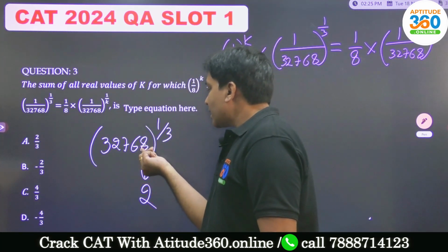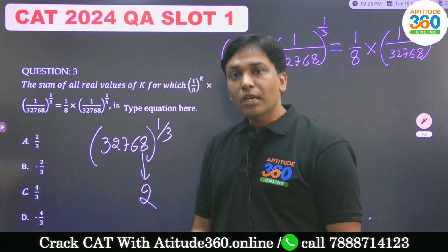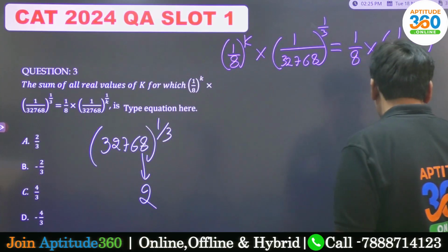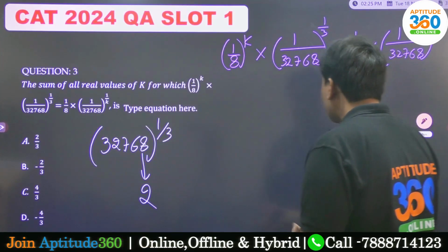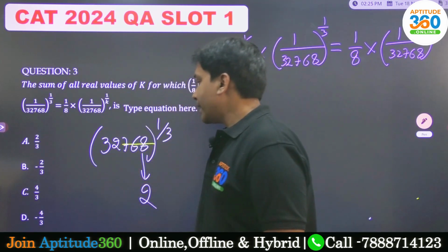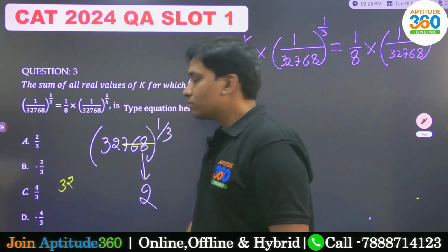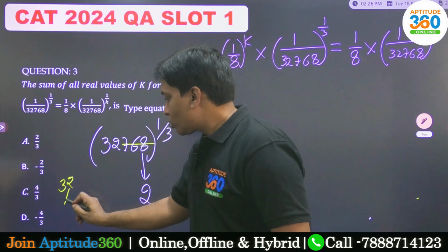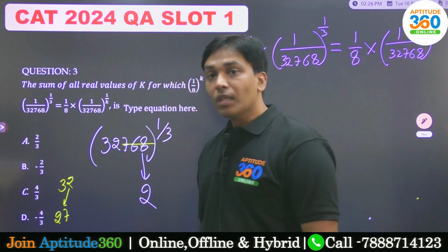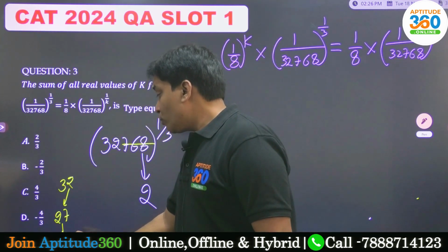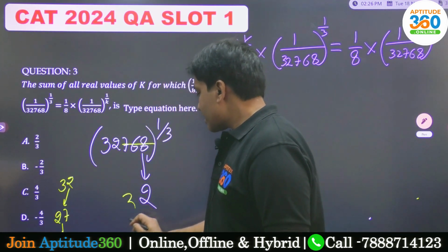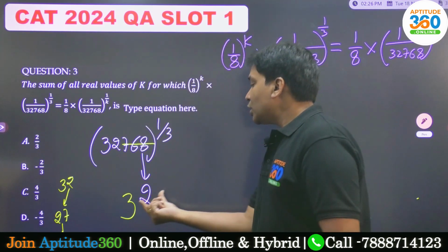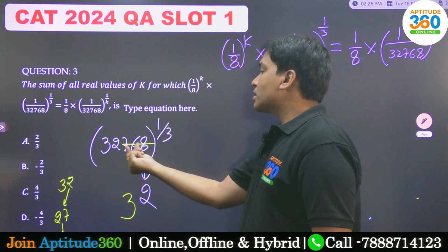What is the last digit of this number? 8. What is the cube root of 8? It is 2, right? After that, I will cancel the last 3 digits, and I'm left with 32. What is the perfect cube number which is just less than 32? It is 27. And the cube root of 27 is 3. So we can very easily find out that 32 cubed is equal to 32768.